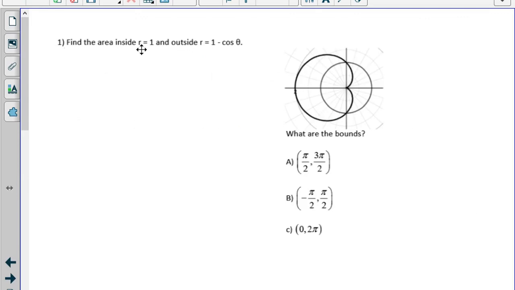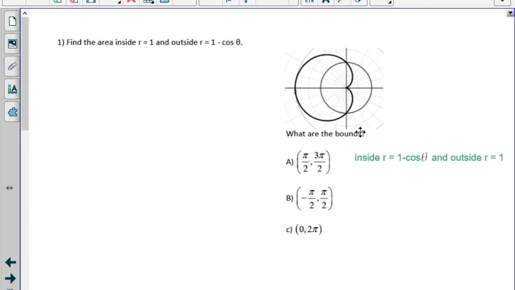Next problem. Find the area inside of r equals 1 and outside r equals 1 minus cosine theta. Now, C is clearly not correct, but A and B are both candidates. If we were looking at A, that would be the area inside 1 minus cosine theta and outside r equals 1. So basically that would be this area that I'm shading in with my mouse right now, if I did the proper integrals subtracted from each other. But B is actually going to be the area that we're looking for.